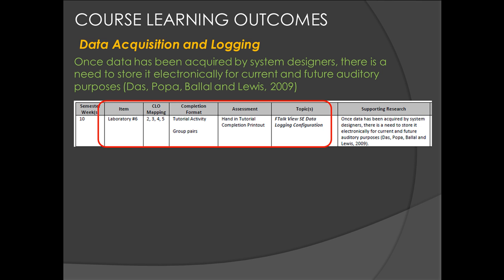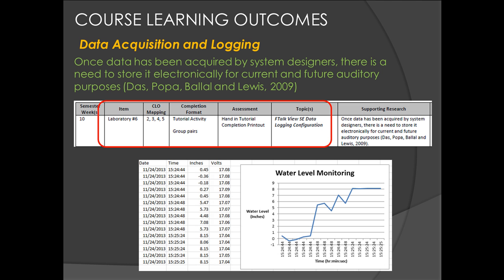Lab activity number 6 will guide students through the configuration of data logging parameters in the SCADA software package. For example, data from a pressure transducer or a sensor in a monitoring tank found in the laboratory can be logged in order to generate graphing reports using common computer software as shown in this screenshot.